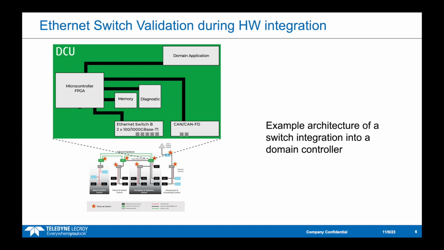So now let's look at the device or component integration test phase. For this, we need to take a deeper look into the device. If we look at a domain controller unit, we can see it has multiple function areas. There are two switches involved, a 10 gigabit switch and the Automotive Ethernet switch. There is also a CAN/CAN-FD module, a diagnostic module, a shared memory, and we have the domain application. There is probably a gateway as well, and then the core microcontroller or FPGA, which is processing the data.